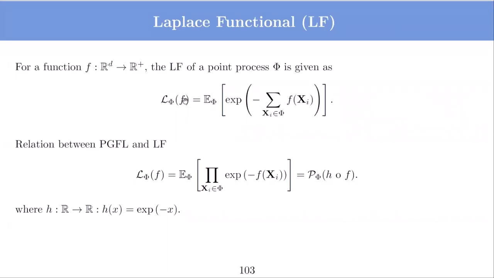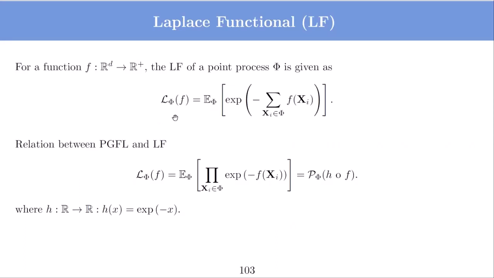And again, you note that this is a function of a function. If you change this f, you get a different value. So if I am able to characterize this for every possible f, then I say that I totally characterize the Laplace functional, and the Laplace functional can also totally characterize the point process. It means if two point processes have the same Laplace functional, then they have the same distribution.